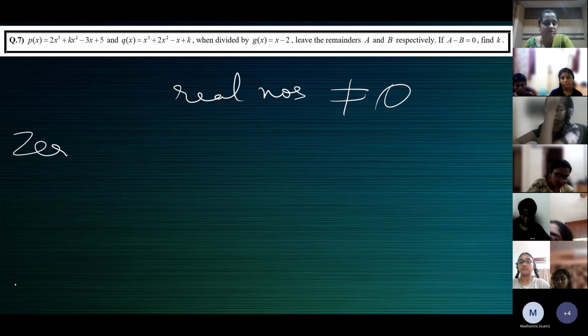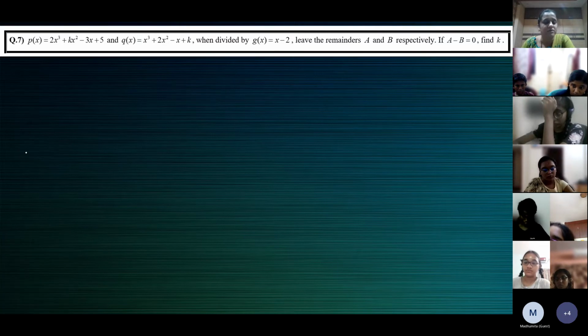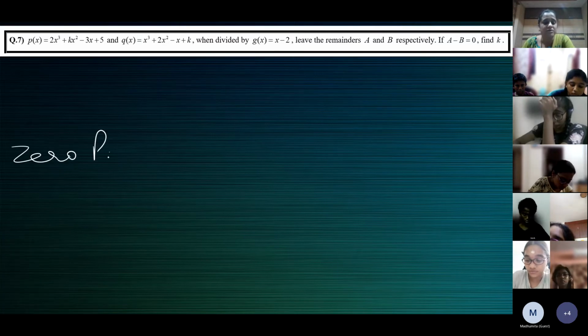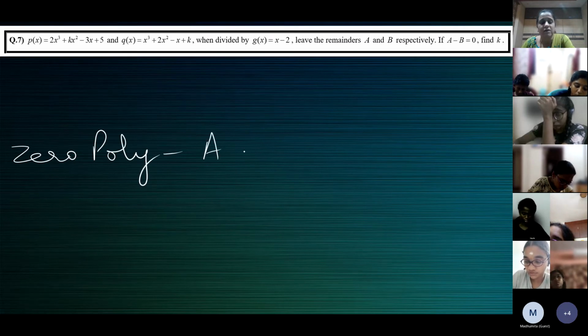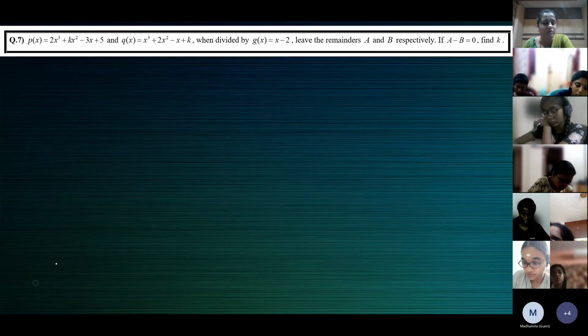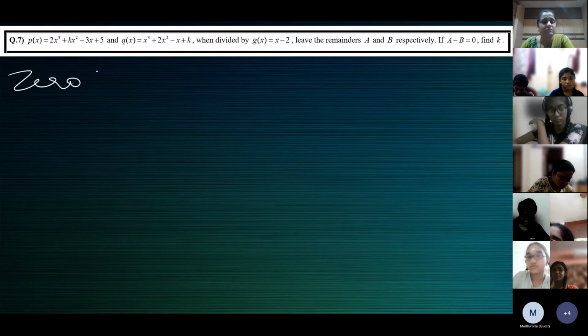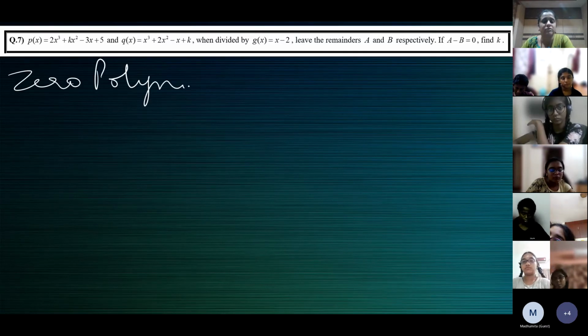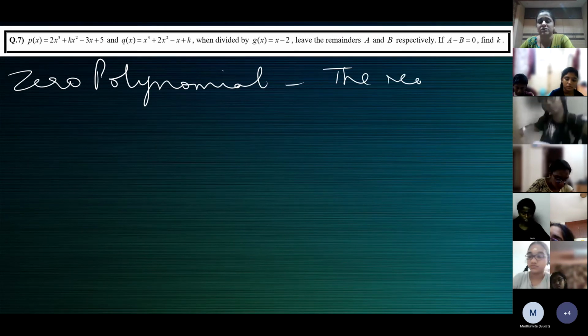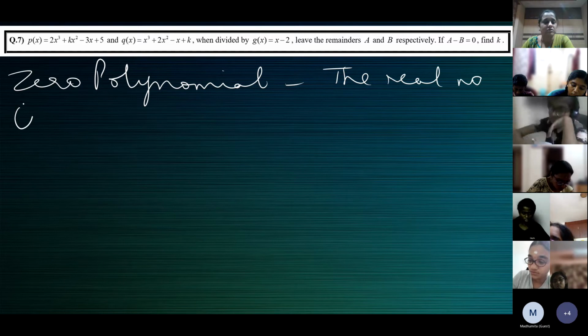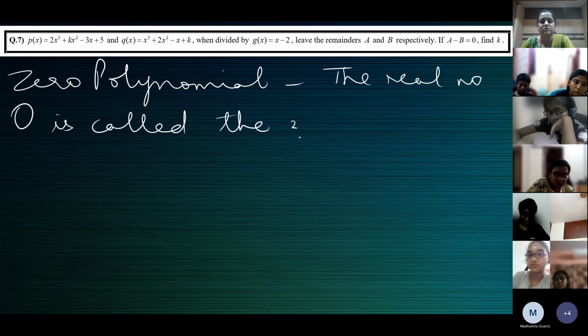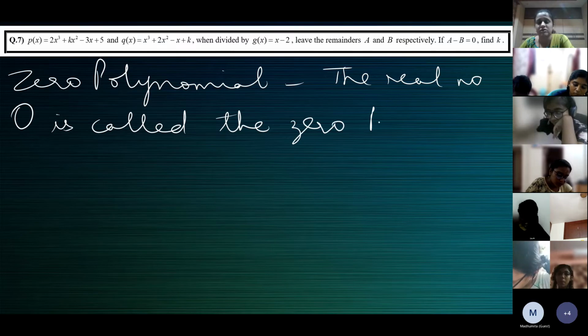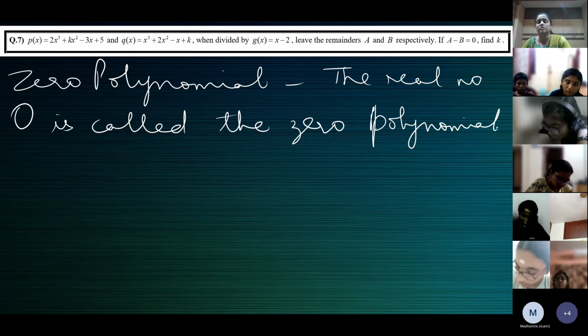And what is it now? The last one, a zero polynomial. Zero is the only zero polynomial. The real number 0 is called the zero polynomial. Only 0. The real number 0 is called the zero polynomial.